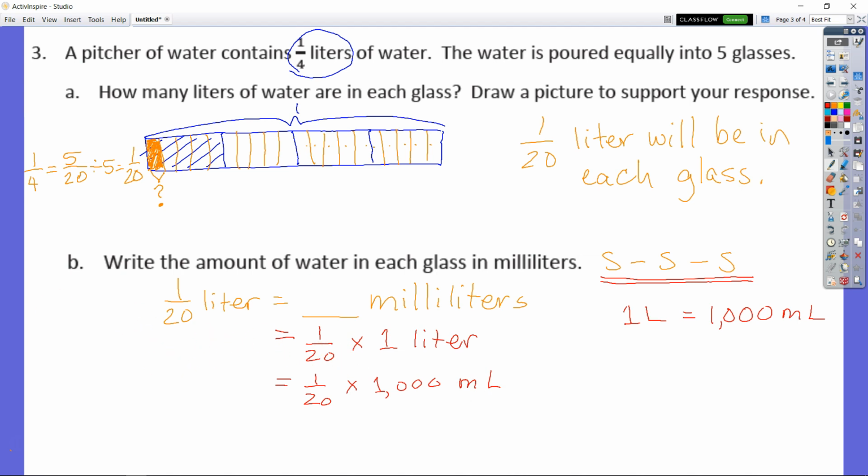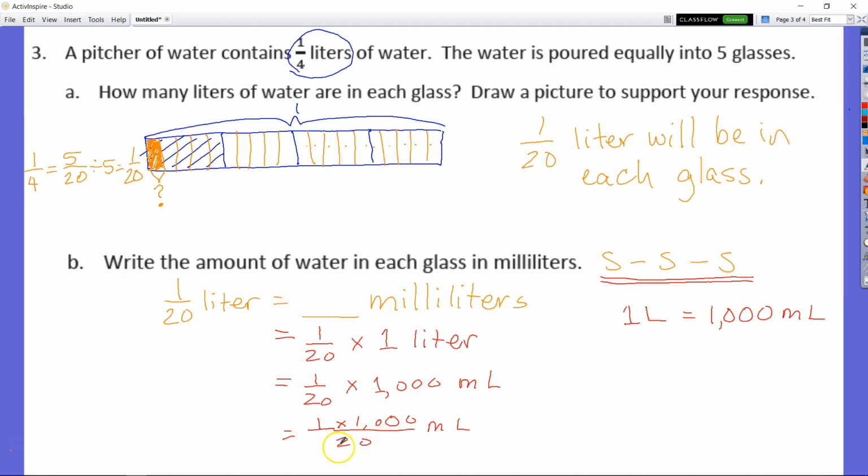And now we're going to go ahead and multiply. So we have 1/20 times 1,000 over 20 milliliters. And when we multiply that, well, before we multiply, 20 is divisible by 20. Finding my greatest common factor to use cross cancellation. 20 divided by 20 is 1, and 1,000 divided by 20. If you don't know what 1,000 divided by 20 is, think of this as 100 tens. 100 divided by 20 would be 5. So then 1,000 divided by 20 is 50.